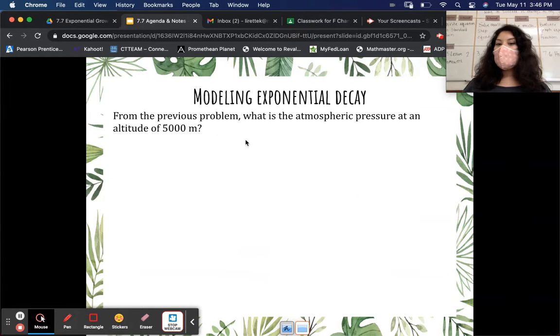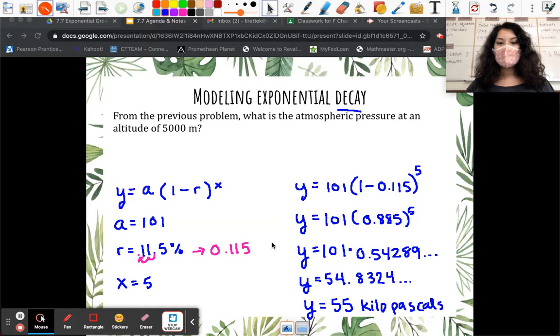So again, from the previous problem, what is the atmospheric pressure at an altitude of 5,000 meters? You have to think about how many 1,000 increments that is above sea level, which you're assuming is 0 meters. So go ahead, pause the video, give this one a try, and then when you unpause, you'll see a solution. Okay, so here's what you should have gotten as your answer.